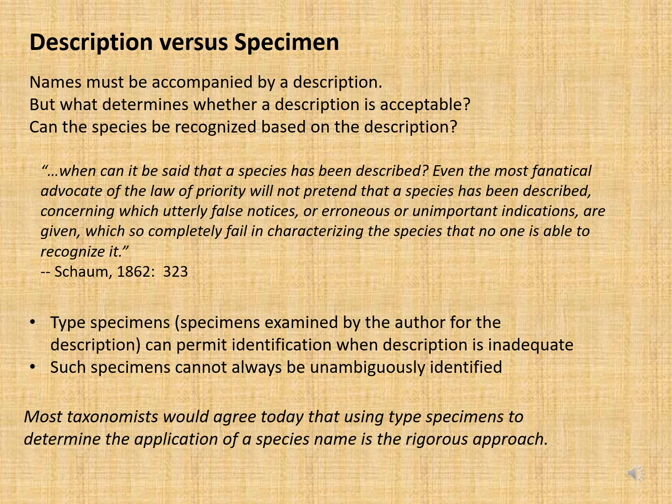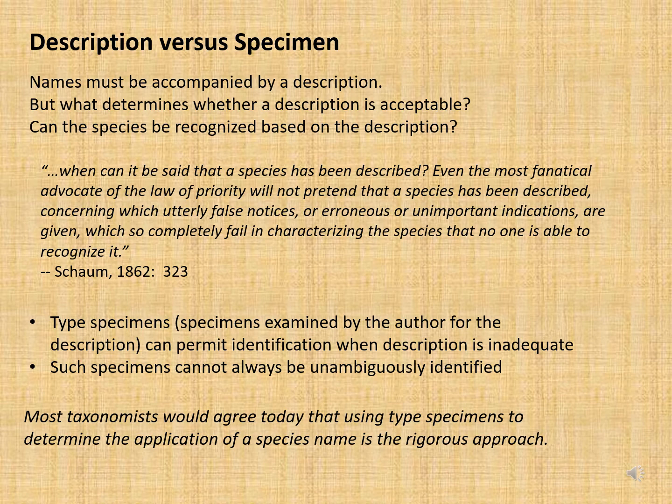When can it be said that a species has been described? Even the most fanatical advocate of the law of priority will not pretend that a species has been described concerning which utterly false notices or erroneous or unimportant indications are given, which so completely fail in characterizing the species that no one is able to recognize it.